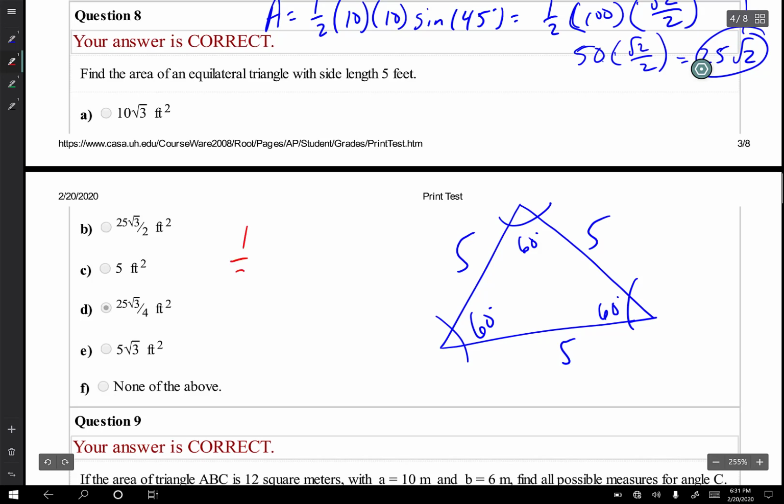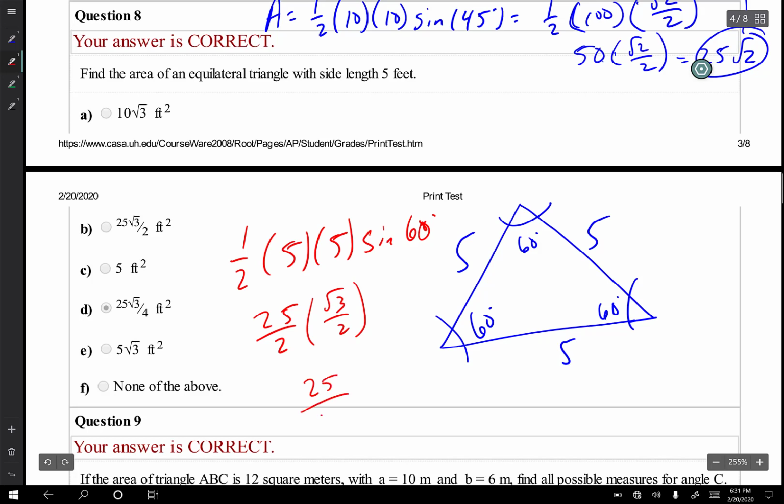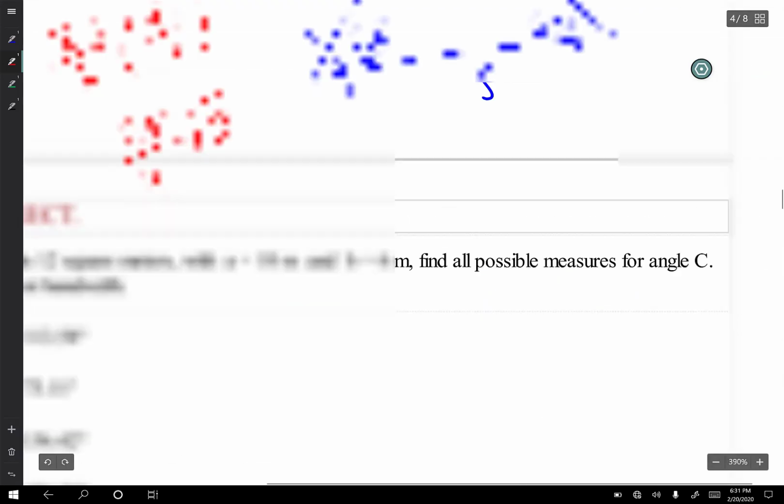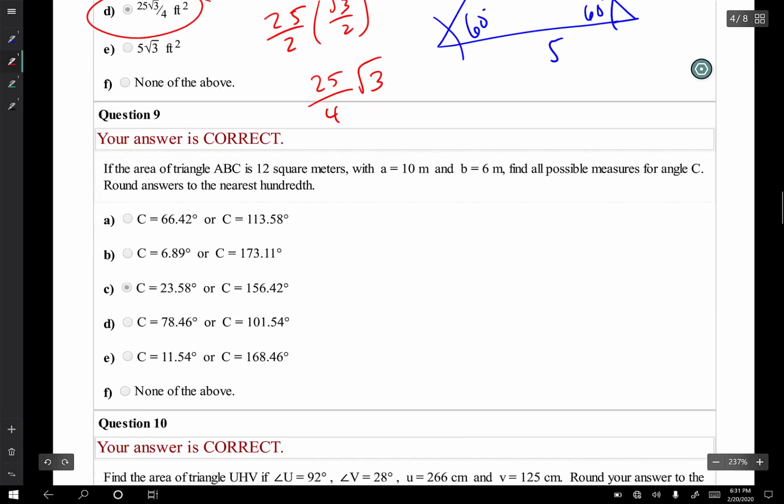So 1/2 times 5 times 5 times sine 60 degrees. So let's see, 25 over 2. That's from that. And then sine 60 degrees, that's square root of 3 over 2. So let's see, 2 times 2 is 4. So 25 over 4 with a square root of 3 on the side. So there it is, 25 square root of 3 over 4 square feet. Oh, I don't know why it does that sometimes. All right, here we go.